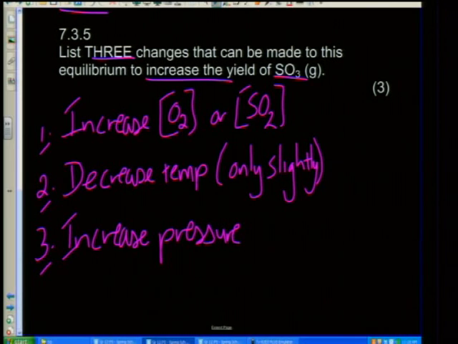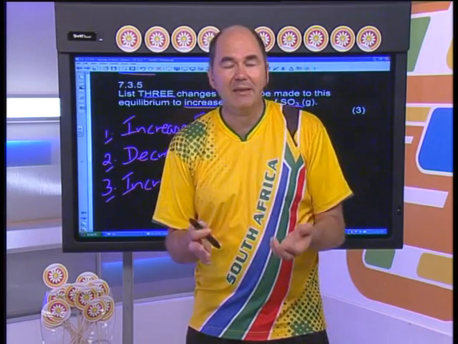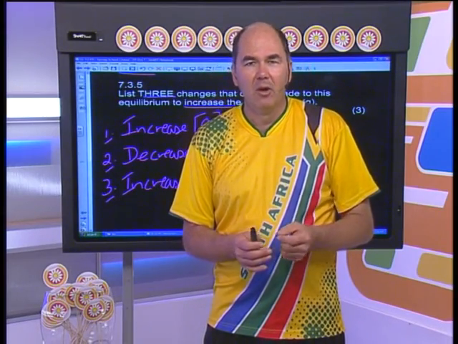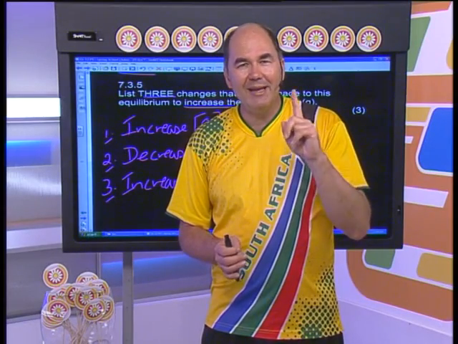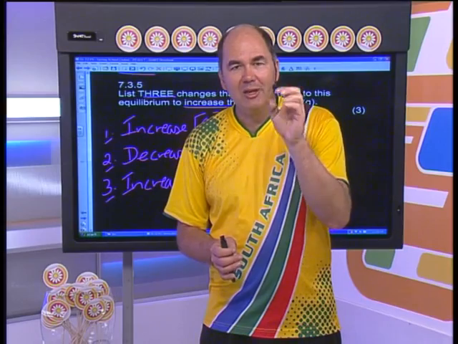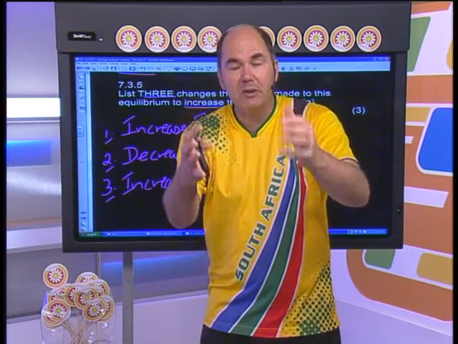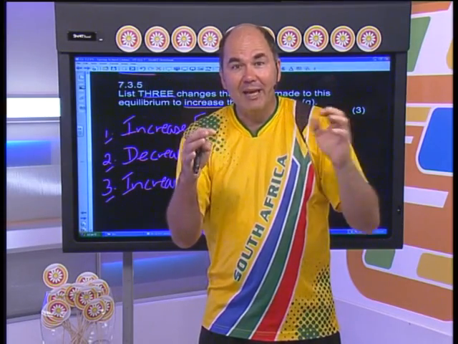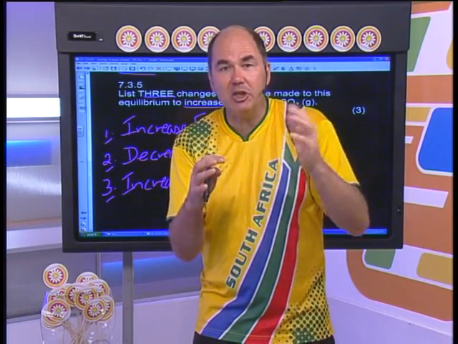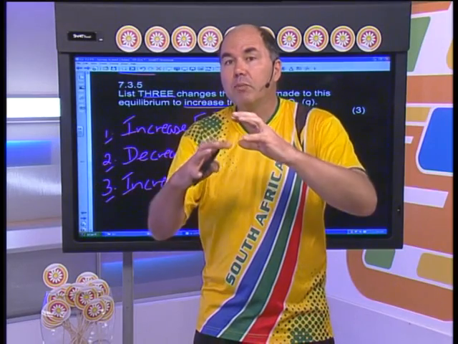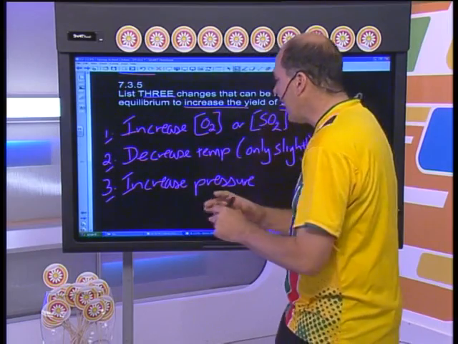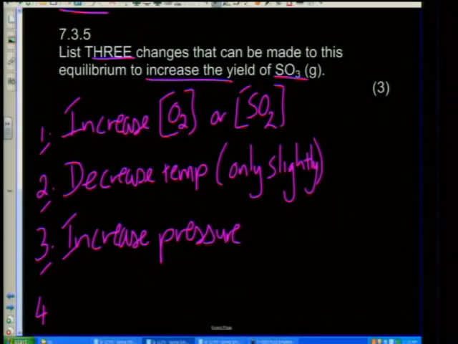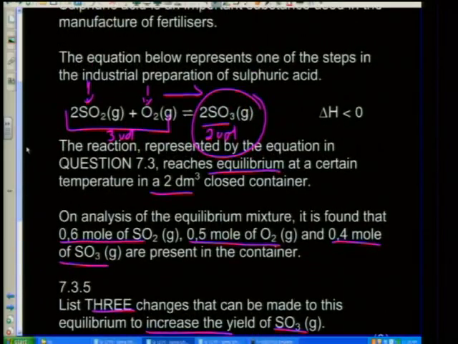There is one thing that you might have said, but it would need some explanation. What would happen if you added a catalyst? Well, it's not going to change the actual output of SO3. It's going to change the amount of energy that's required to get there. So in a certain amount of time, we would produce more SO3. But there is something that we can do with that. We can look at another alternative.